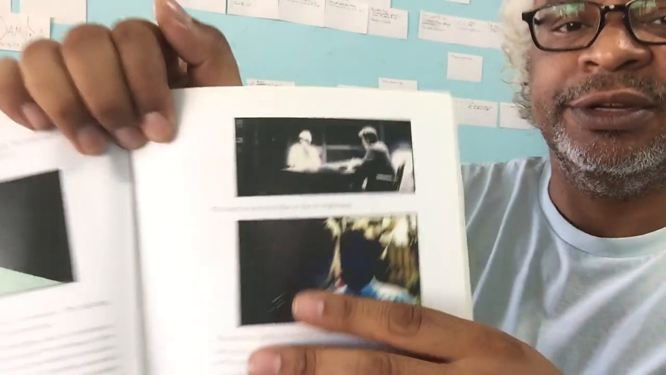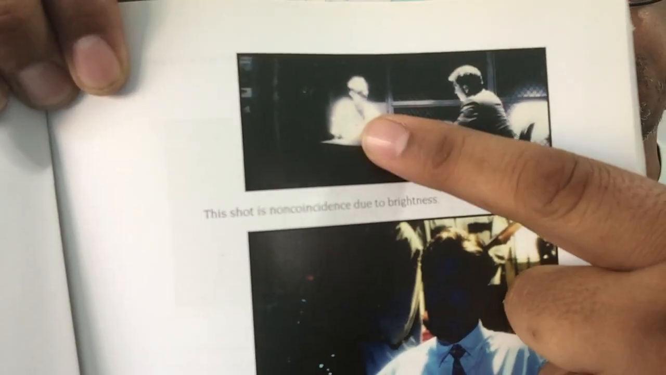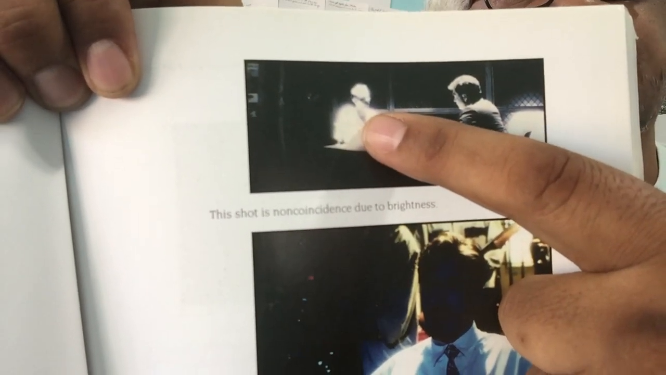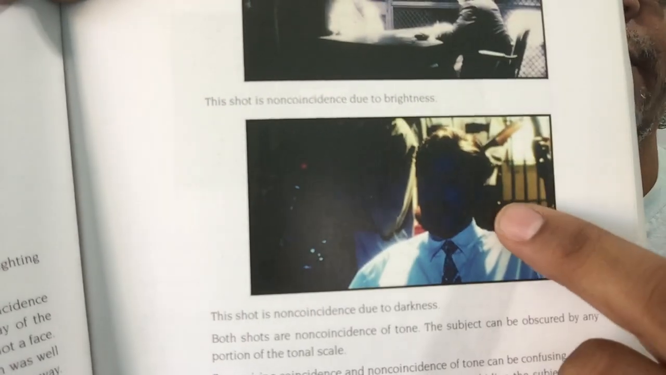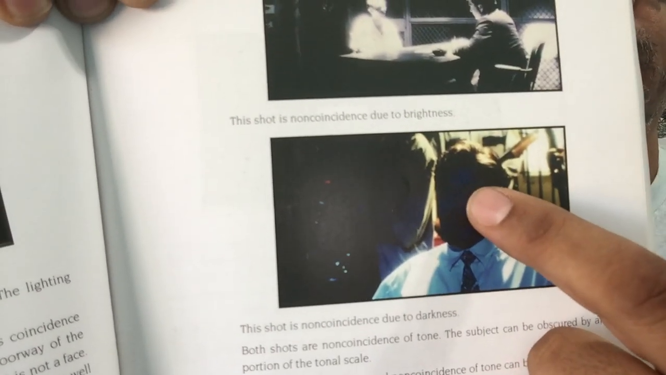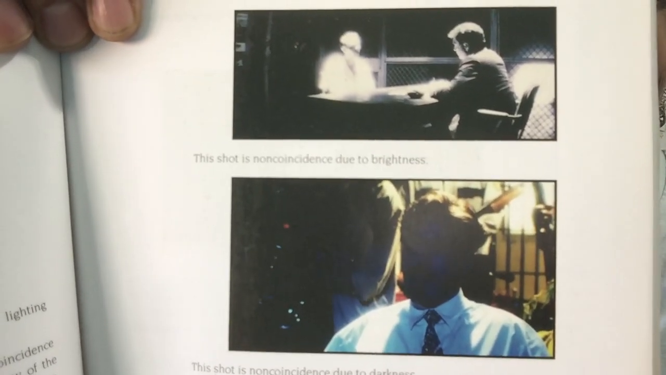Okay, so here now he gives us some further examples using real life, using real images. So here we have coincidence where we see the images. We can see the subject clearly as defined by the lighting. And here we have non-coincidence where we don't see the faces of the subject. Okay? Two contrasting shots.